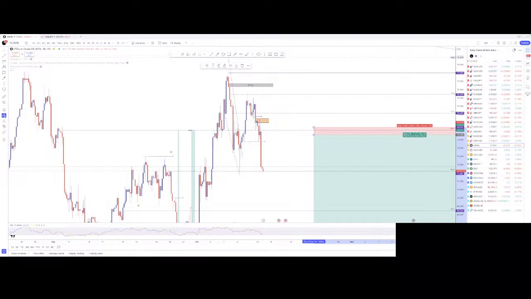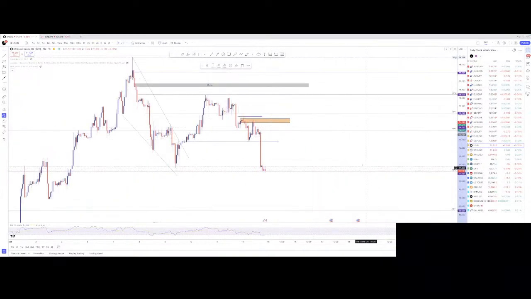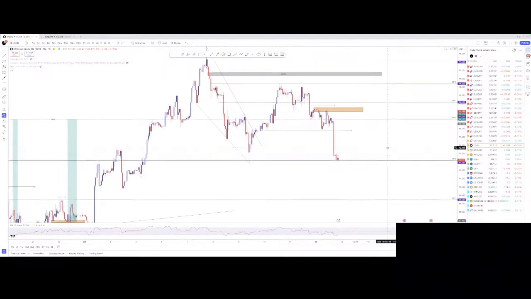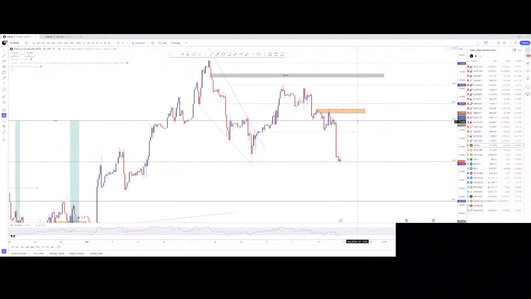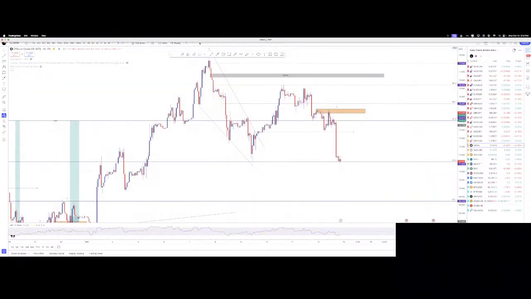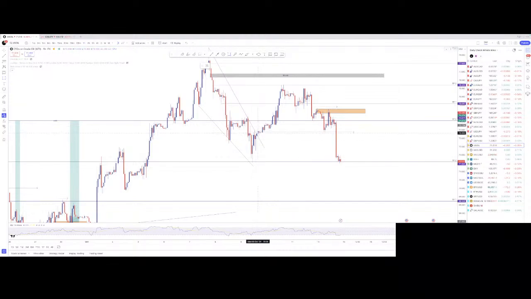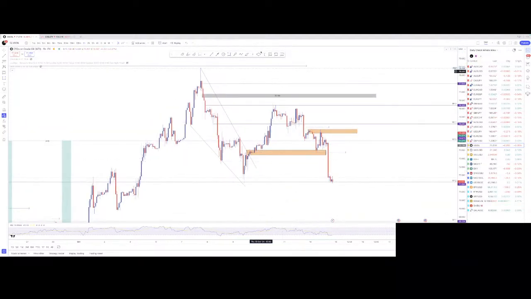So we got news coming up tonight during the London session. For starters, we took a look at oil right here in this level. We started the day at this area here. And the way price shaped up, it looked like this could have been a bull flag.